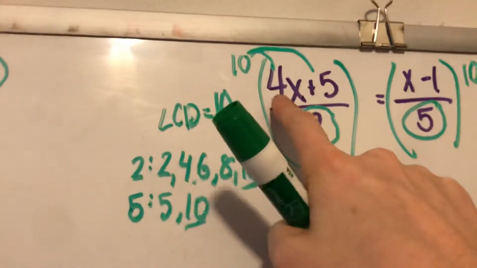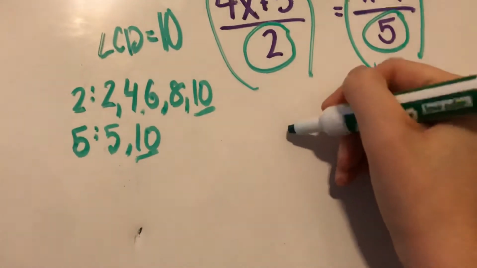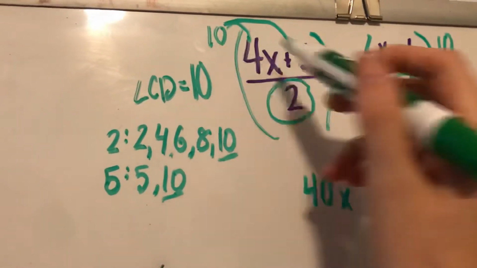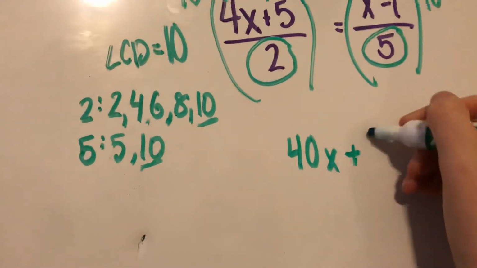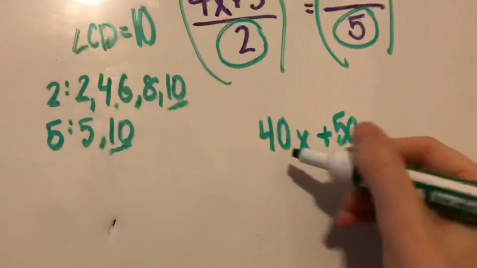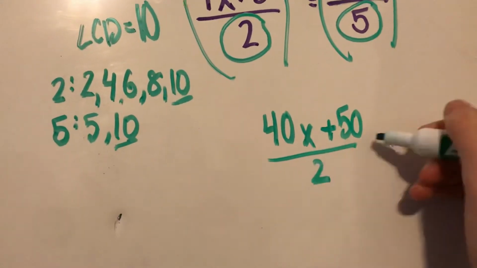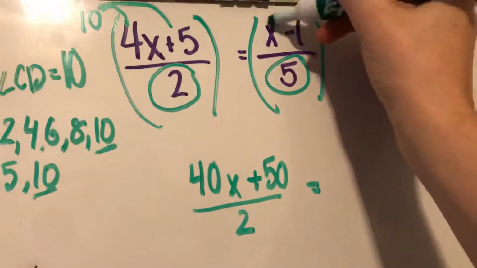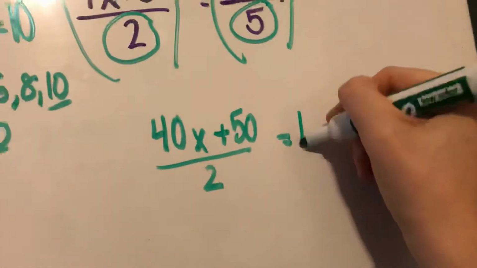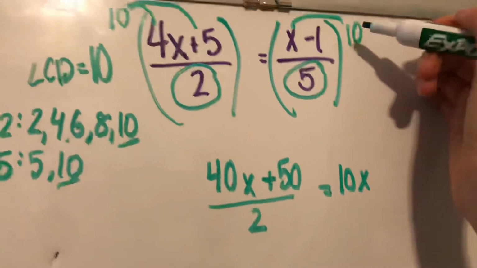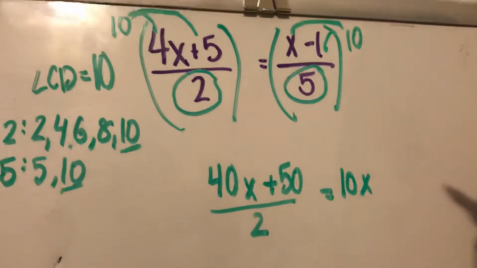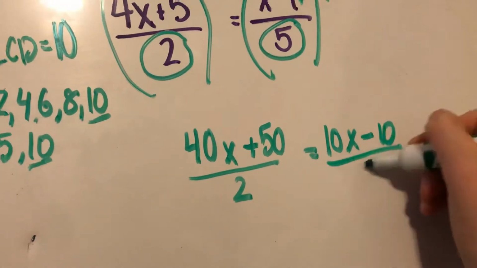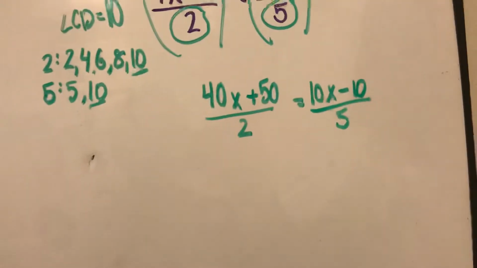So I'm going to do 10 times 4x, and that's going to give me a 40x. Then I'm going to do 10 times 5, and that's going to give me a plus 50. And that denominator is just coming right down, still divided by 2. Here, I'm doing 10 times x, which is going to leave me with a 10x. And then I'm doing 2 times negative 1, which is going to give me a negative 10. And same thing, I'm dividing that by 5.